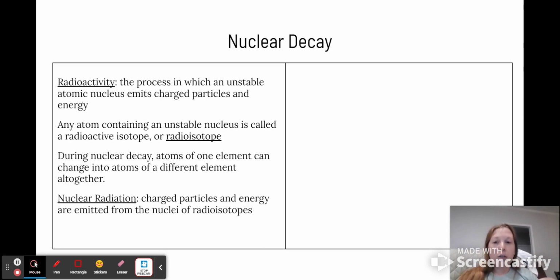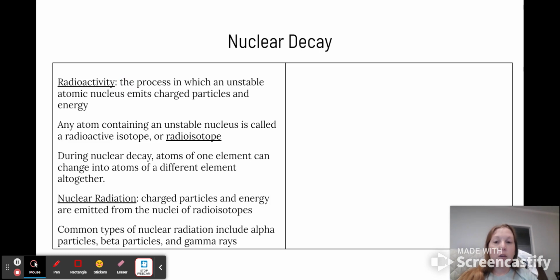So nuclear radiation, again, are charged particles and energy that are emitted from radioisotopes, specifically from the nucleus. And that tells you right there that we're dealing with either neutrons or protons because electrons are not in the nucleus. And then there are three common types of radiation that we'll look at in this lesson, and that's alpha, beta, and gamma radiation.